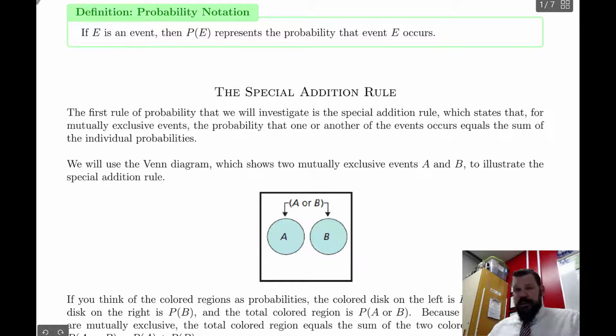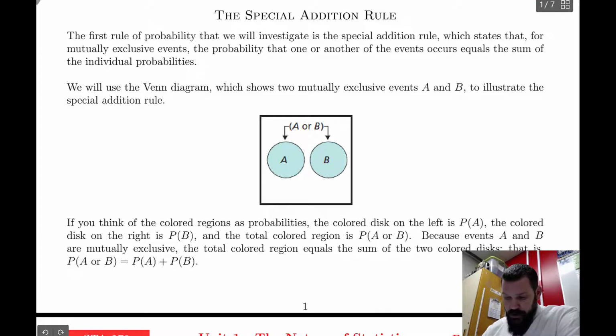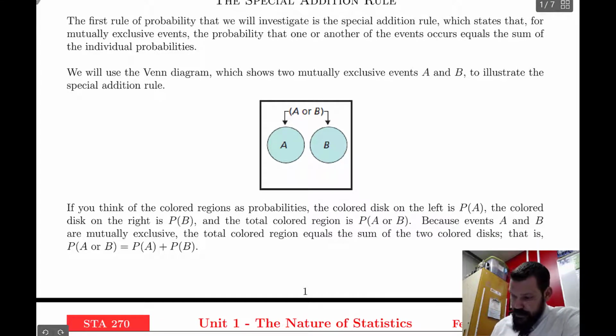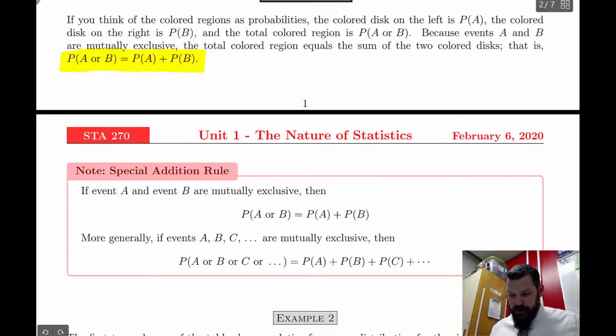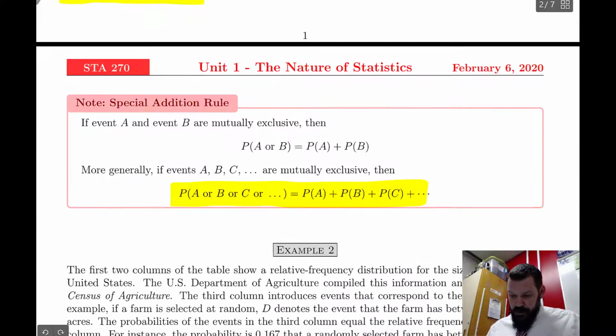One of the special addition rules is if you have 2 mutually exclusive events, which means they share nothing in common, and you want the probability of A or B, in this case looking at the Venn diagram, then you simply add the probabilities together. You can look at it right here. The probability of A or B is equal to the probability of A plus the probability of B. And you can extend that out to as many different probabilities as you want to.